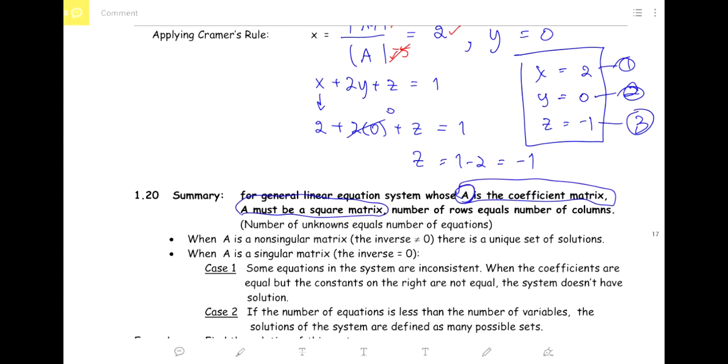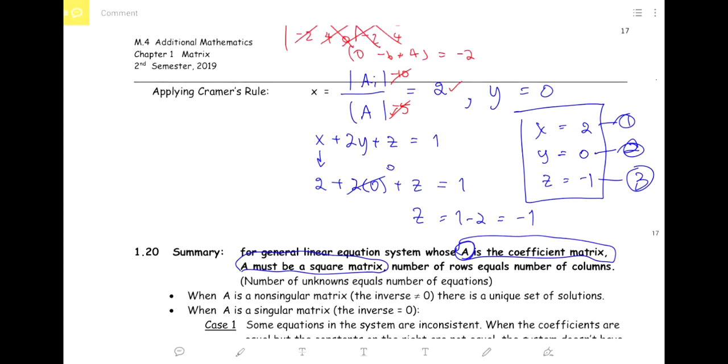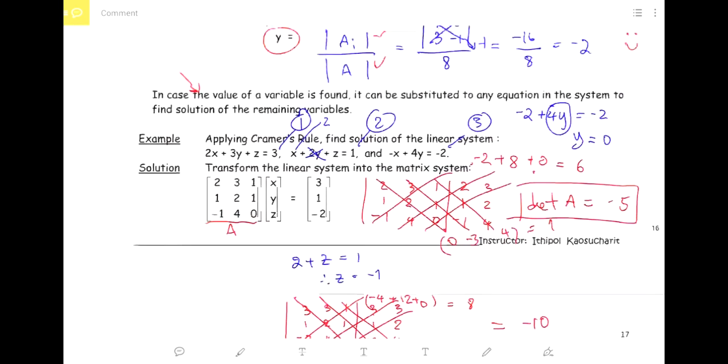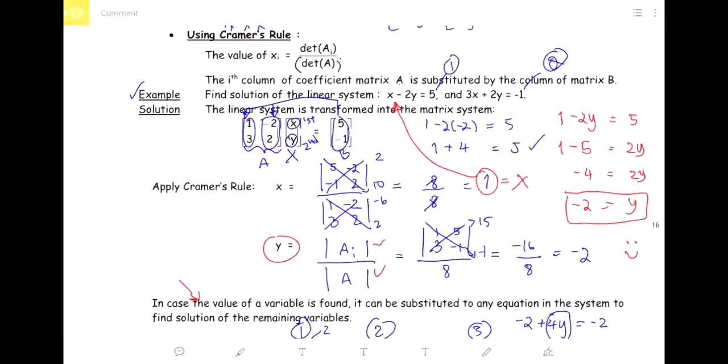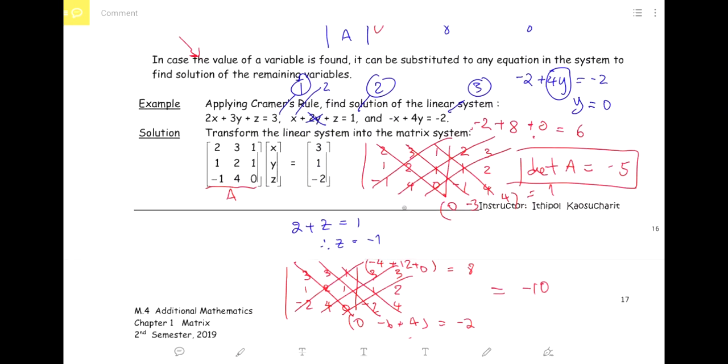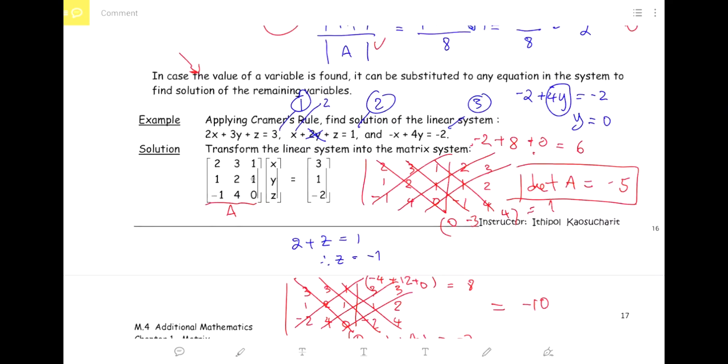Let's go back a little bit. I'm gonna take you back to this example. You see this one? Matrix A is a square matrix. See, the coefficient matrix must be a square matrix. The next one is a little bit bigger, but matrix A is still a square matrix, 3 by 3. Do you know why we have it as a square matrix? I think you know.